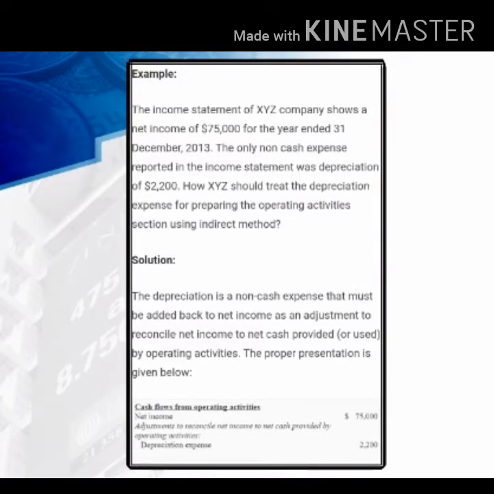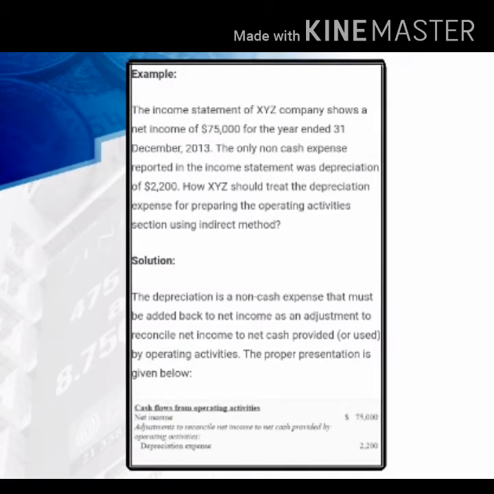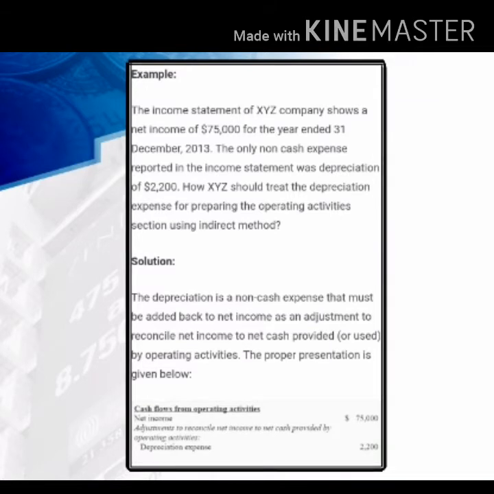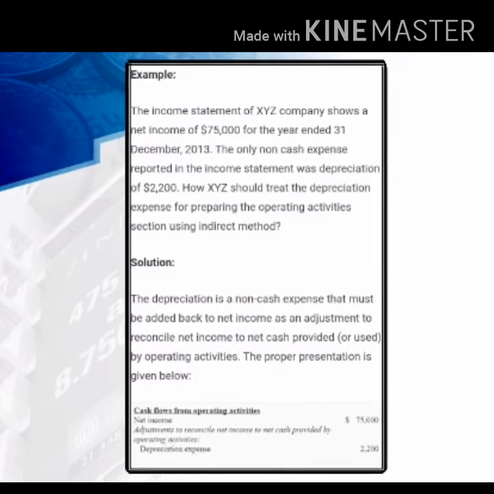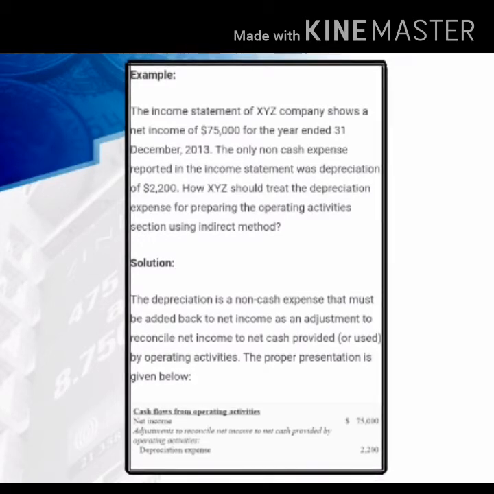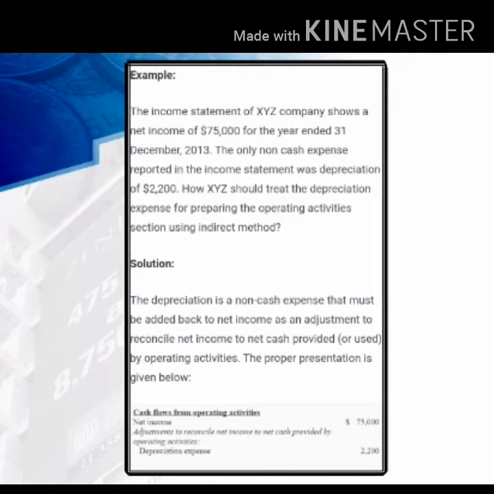So here is the solution. Depreciation is a non-cash expense, right? It must be added back to the net income because it does not affect cash, as an adjustment to reconcile net income to the net cash provided or used by operating activities. So the proper presentation is given below.